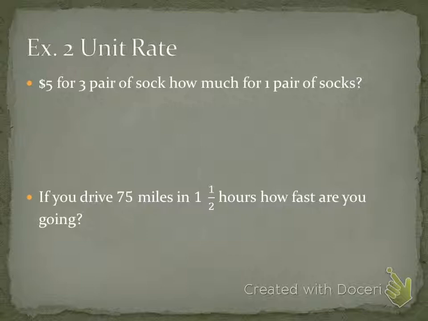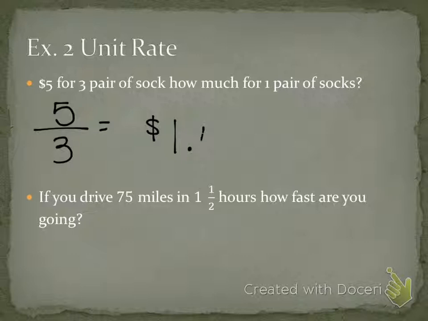So if I spent $5 on 3 pairs of socks, how much was it for 1 pair of socks? So I do 5 divided by 3, and I'm going to get my answer. Again, you're probably going to want to use your calculator. 5 divided by 3, and I spent $1.67, rounding to the nearest hundredth, per pair of socks. So for unit rate, all you've got to do is divide what they've given you.